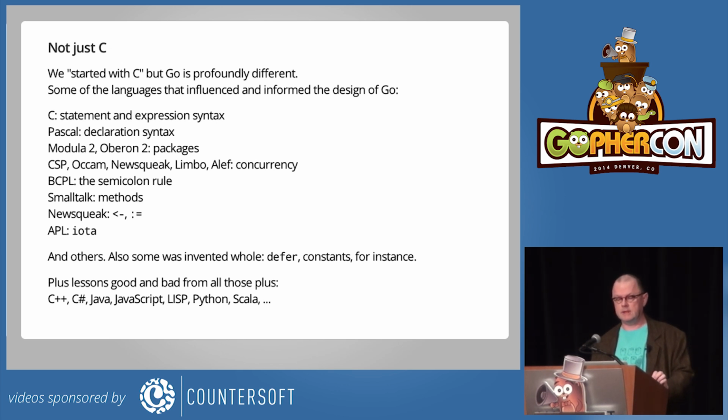My great contribution is the two magic tokens, left arrow and colon equals. They came out of Newsqueak. The iota keyword came out of APL, kind of, sort of. And there are lots of other languages that were in the room we're talking about that influenced it, either because of ways to do things or ways not to do things or how to think about things.